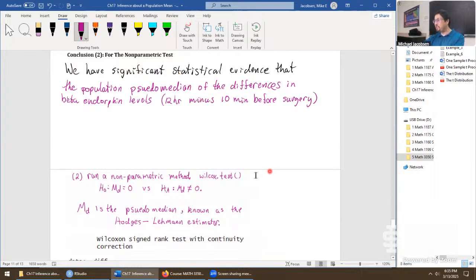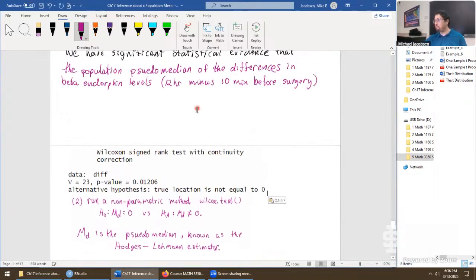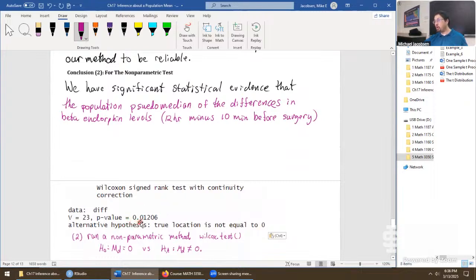So the pseudo median of the differences subtracted in that way. Let's take a look down here. It's below the 0.05, which is equal to alpha. So we will reject H naught and say it's not equal to 0. That means there really is some effect going on in the population.